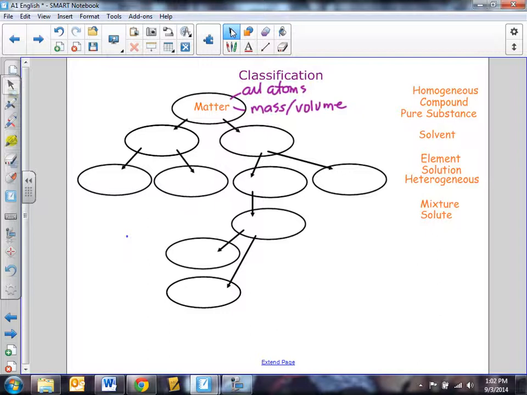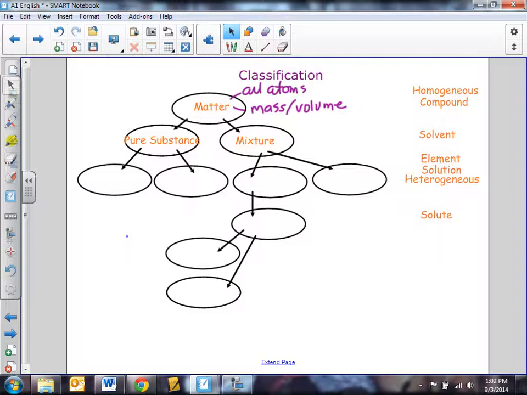Anyone else want to take a guess? Let's go over here. Is it pure substance and mixture? It is pure substance and mixture. Pure substance will end up being on the left of my diagram because there are two things that are going to go underneath it. And mixture is going to go over on the right because there's a few other words that are going to follow. So matter can either be a pure substance or a mixture.